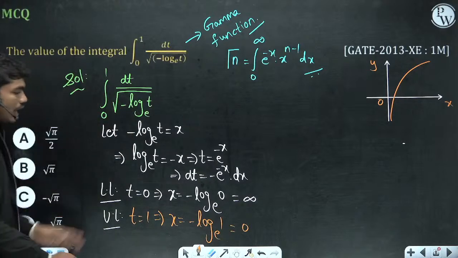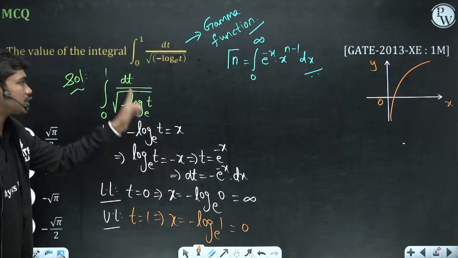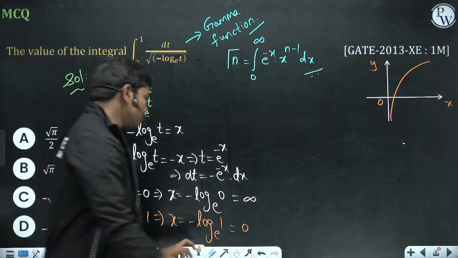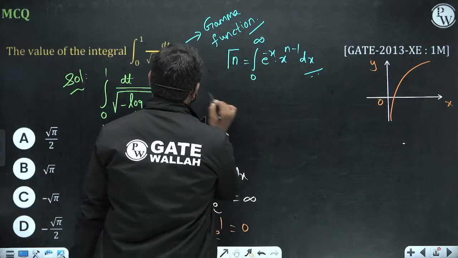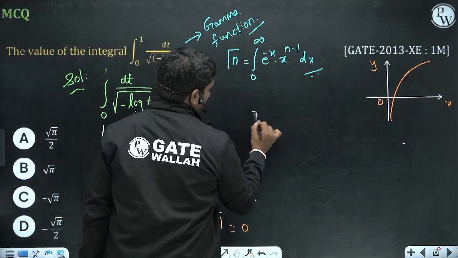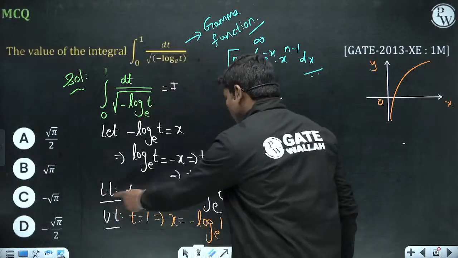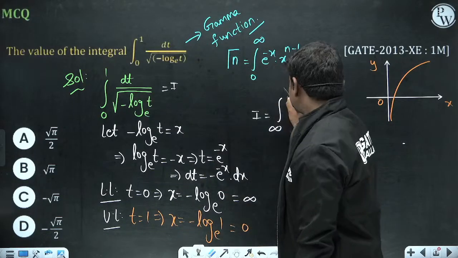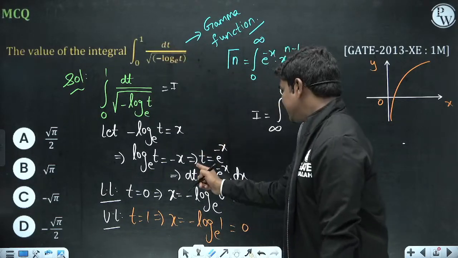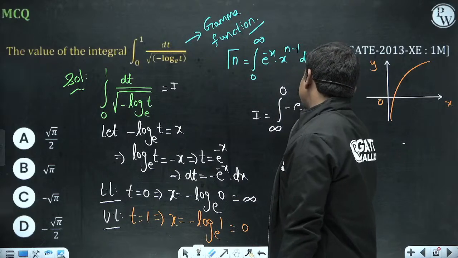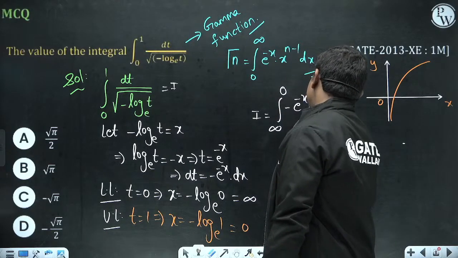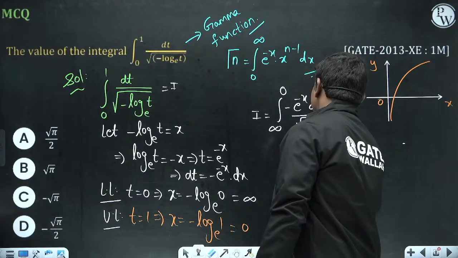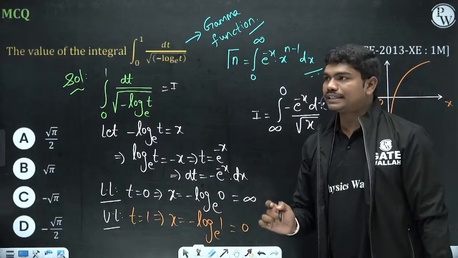Okay, so now if you substitute these four results into this integration, I is equal to the integral, lower limit got converted to infinity, upper limit got converted to 0, dt is minus e power minus x dx divided by square root of t. Okay, square root of x actually here. So this is square root of x.